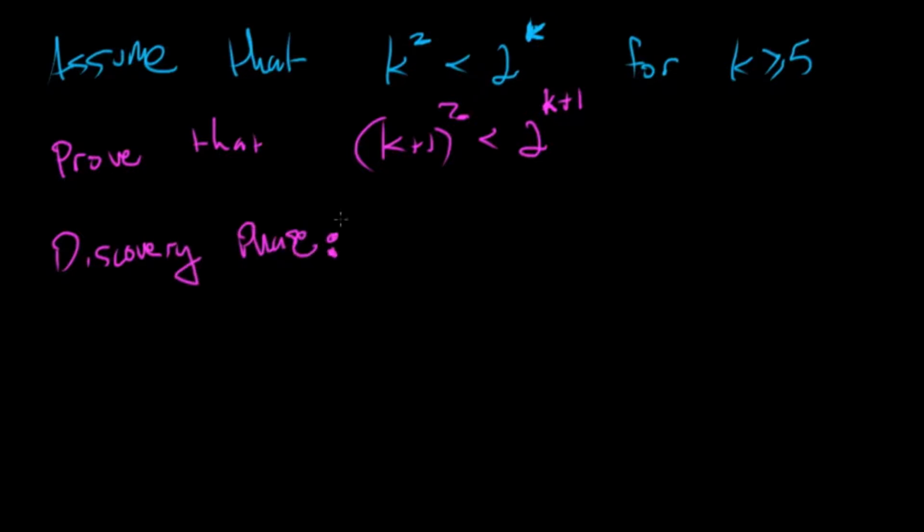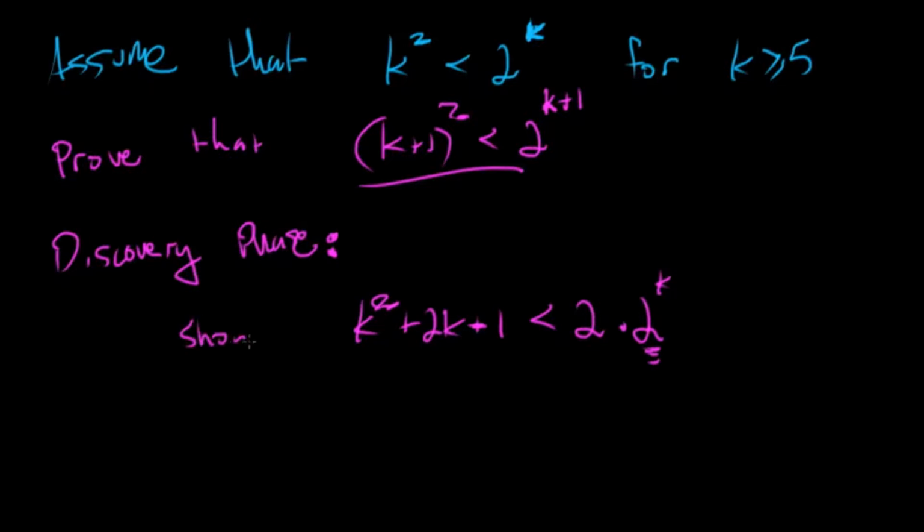All right, follow along. If I want to show that this is true, then that is the same as showing that k squared plus 2k plus 1 is in fact less than 2 times 2 to the k. Notice that I got this here. That's going to be useful. If I can show that this is true, then I've shown that this is true. So we are going to do a sequence of moving backwards and then do a formal proof of moving forwards.